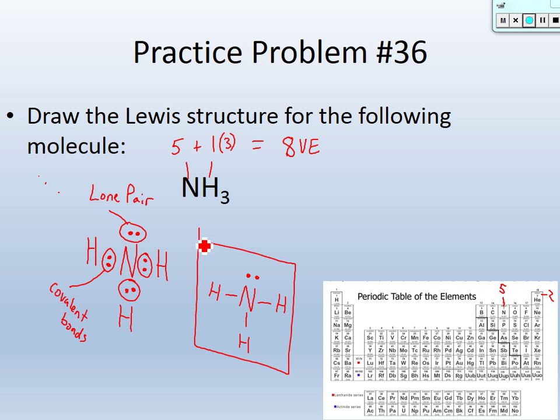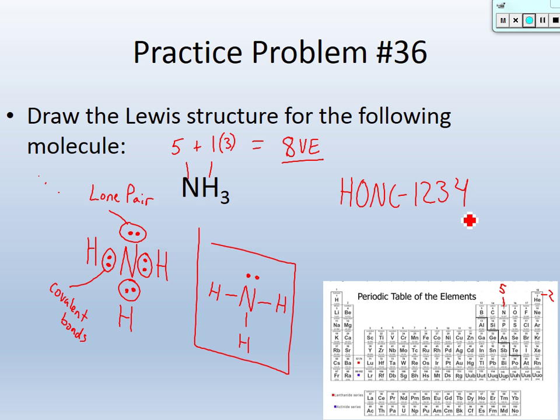Let's account for all the electrons like step 8 wants us to do. How many electrons does a line account for? 2. So we got 2, 4, 6, 7, 8. Do I have all 8? Sure.